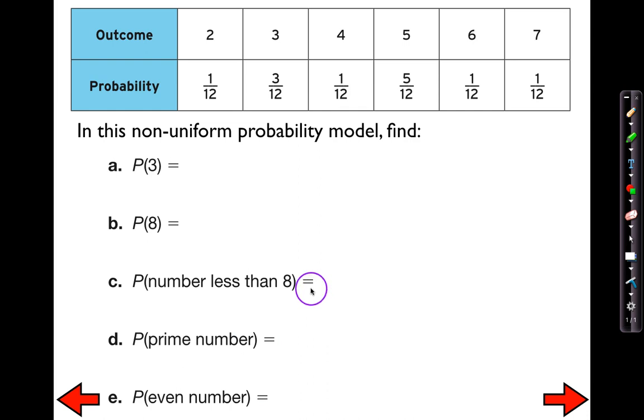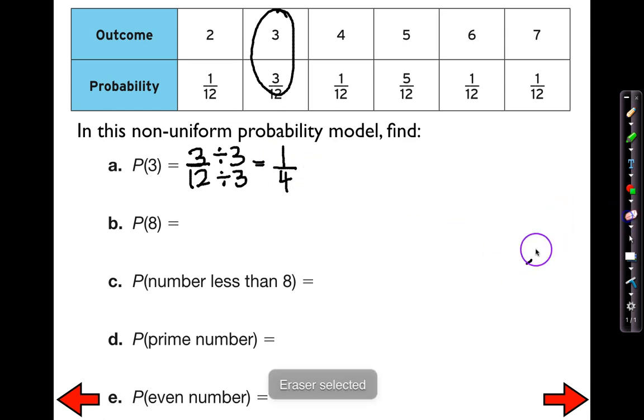I'd like you at this point to go ahead and pause the video and give it your best shot. Okay, so let's see how well we did. The probability of a 3 is determined right here. The probability of getting a 3 is 3 out of 12, but let's remember we always want to reduce whenever possible, and in this case I can. I'm going to divide both the numerator and denominator by 3, leaving me with a 1/4.